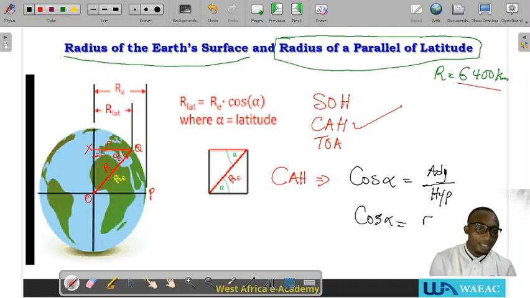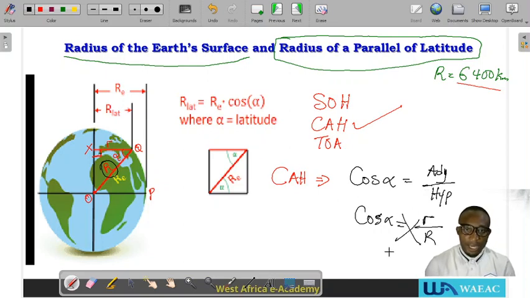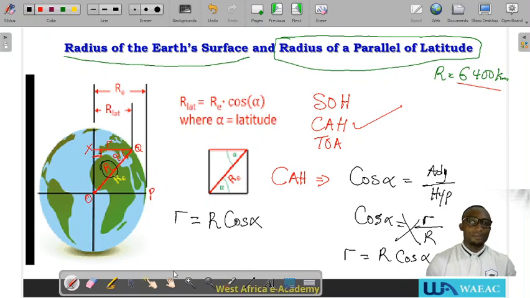So our cos alpha equals, what is our adjacent? Small r. Look at our adjacent here, the base. Over, what is our hypotenuse? This is the big radius R. Don't forget that we are looking for this small r, the small radius. If I cross multiply, I have small r equals R cos alpha. So the formula to calculate our small r is small r equals big R cos alpha. Just simple as that.